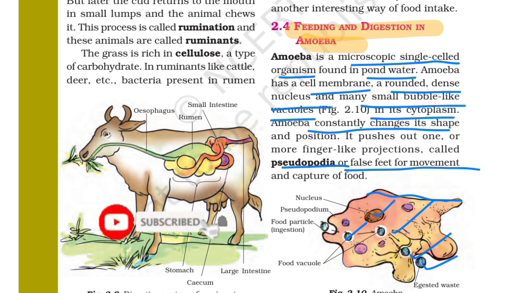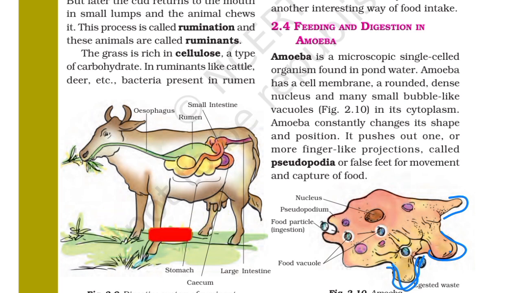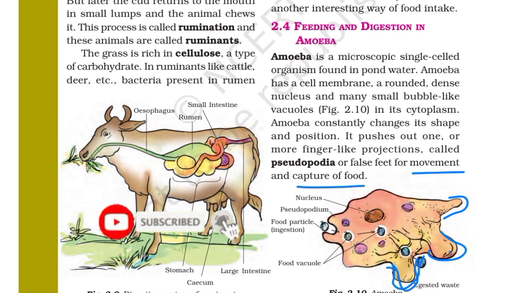Here there are finger-like projections. Can you see here? These are the finger-like projections. There are a number of finger-like projections which it is pushing from inside the amoeba to the outside, right? That pushing-out structure, the finger-like structure, is called pseudopodia. Sometimes it may also be called false feet. The main function of the pseudopodia is to help the amoeba in movement and in capturing food. Okay.